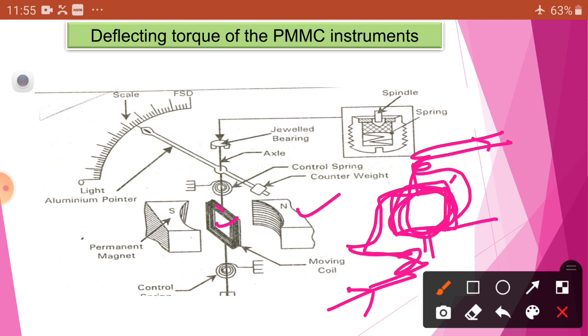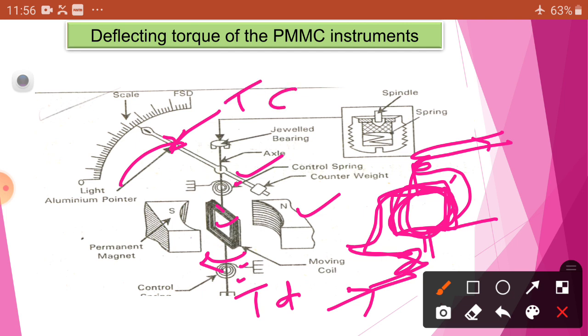Due to the deflecting torque generated, the spindle will move in one direction. For example, it moves in the clockwise direction. Once it moves, we know that a controlling torque is also applied here. Once it has moved, one spring may be coiled, with tension, a loose end and a tight end. It acts opposite to the deflecting torque, and that is known as the controlling torque. The controlling torque is directly proportional to K into theta, where theta is the angle of movement from this position to this.